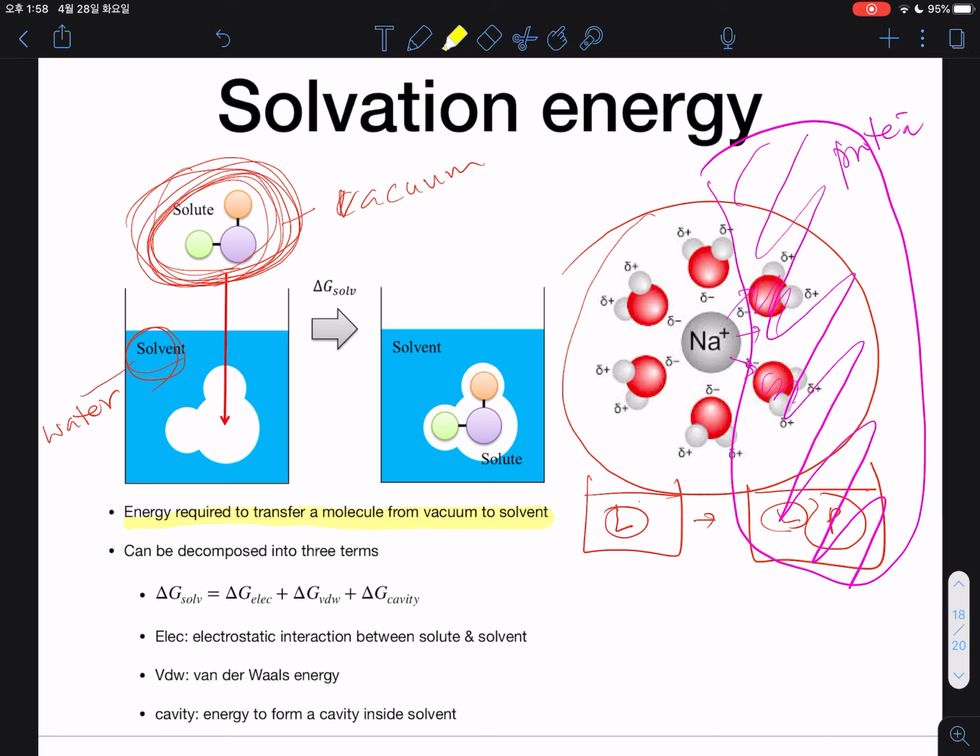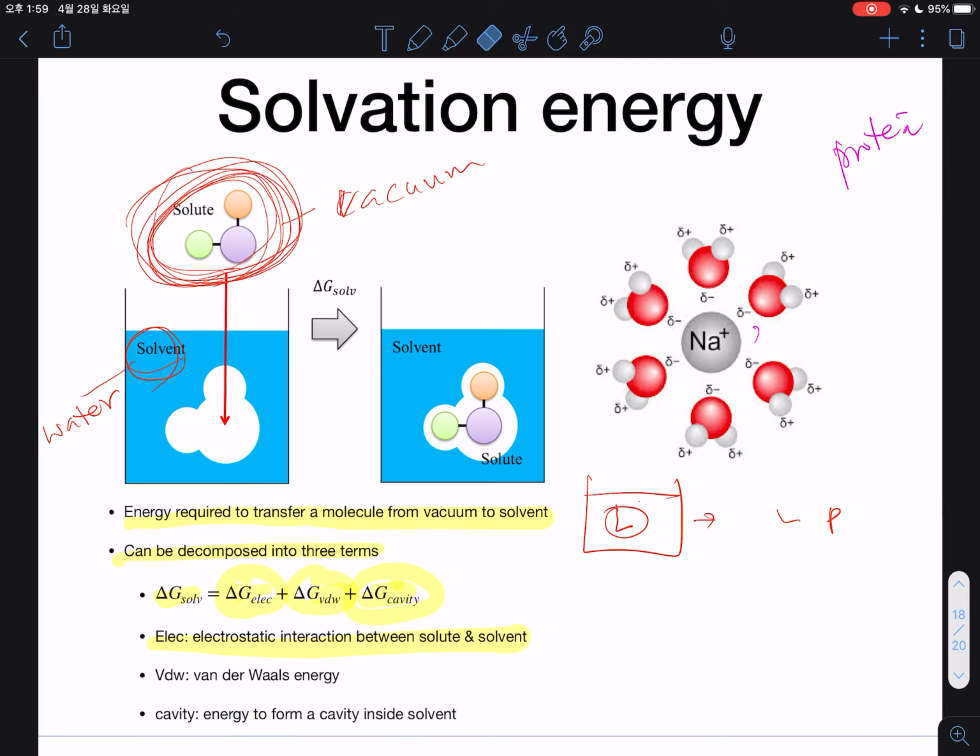And this solvation free energy can be decomposed into three terms. The solvation free energy generally consists of three contributions: the first is the electrostatic interaction, the second is the van der Waals interaction, and the third is the cavity formation. The electrostatic interaction is the interaction between water molecules and the solute molecule. In this picture on the right side, a sodium ion is solvated in water, and the plus charge and negative charge attract each other through electrostatic interaction.